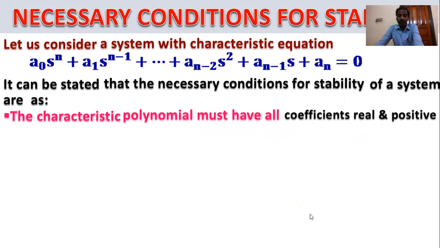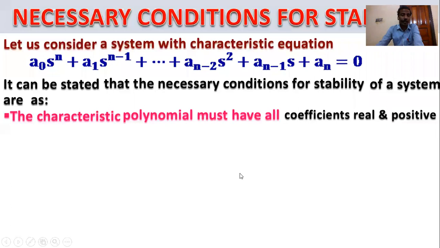That means a0, a1, an minus 2, an minus 1, an real and positive. That means same sign: positive, positive, positive, positive, positive, or everything negative, same sign. Then necessary condition number one is satisfied.